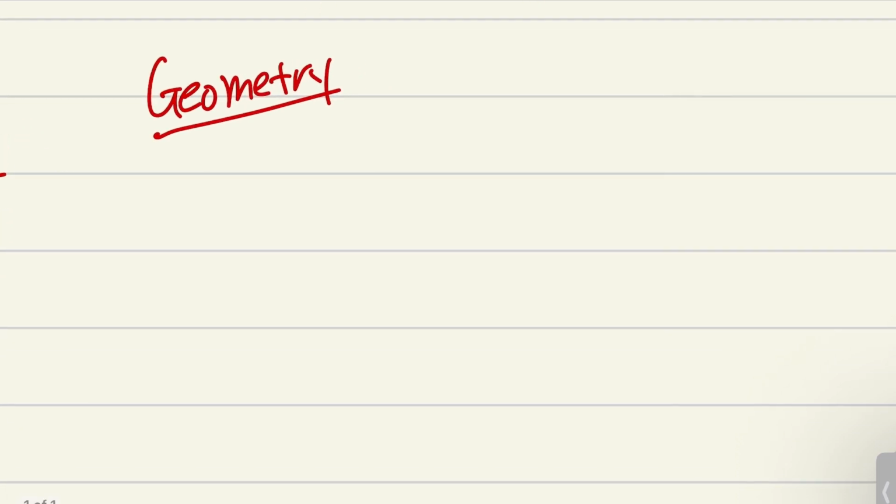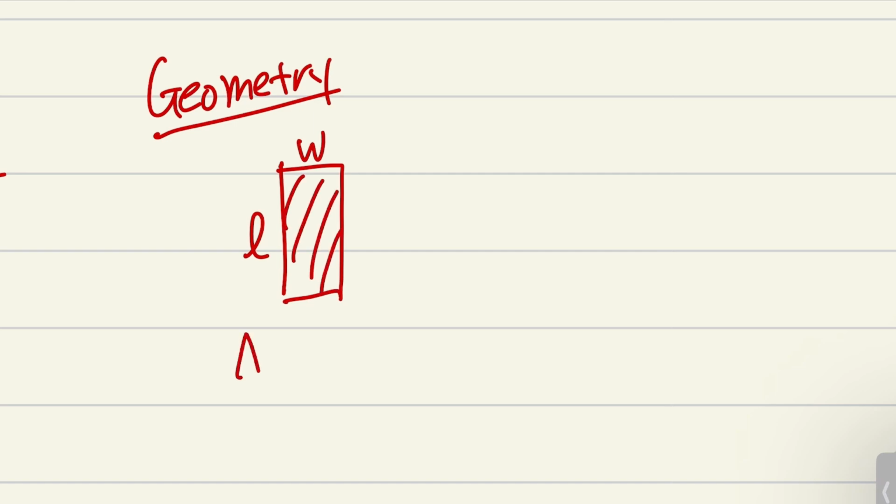So what do we know? Well, we should know the area of a rectangle is just length times width. So L and W to find the area is just length times width. And we should also remember, let's say, the area of a triangle.